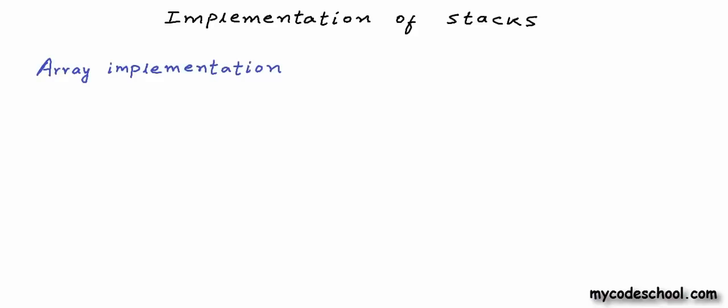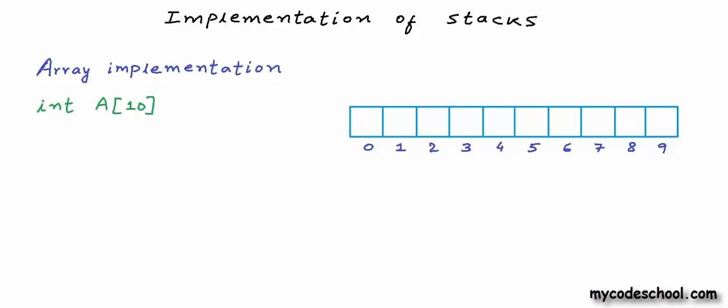Let's say I want to create a stack of integers. So what I can do is first create an array of integers. I'm creating an array of 10 integers here, and I'm naming this array A. Now I'm going to use this array to store a stack. At any point, some part of this array, starting at index 0 till an index marked as top, will be my stack.